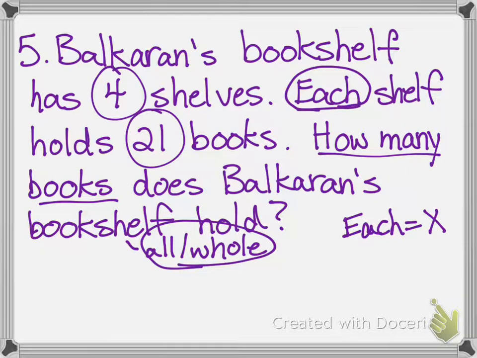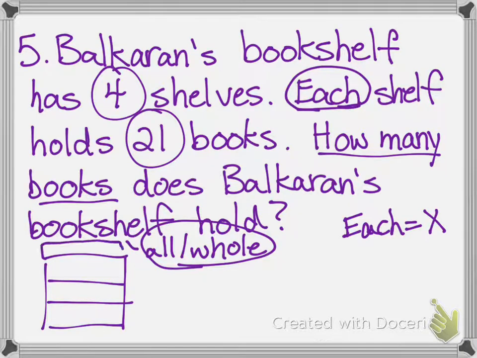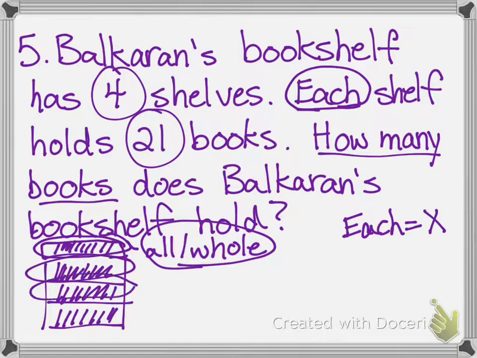Okay, we could draw a picture of this. So here's a bookshelf. Here's 4 shelves. Oops, I need one more shelf on there. Okay, so there's 4 shelves and there's 21 books on this shelf, 21 books on this shelf, 21 here, and 21 here. So we have 1, 2, 3, 4 groups of 21 each. Okay, so 4 groups of 21.